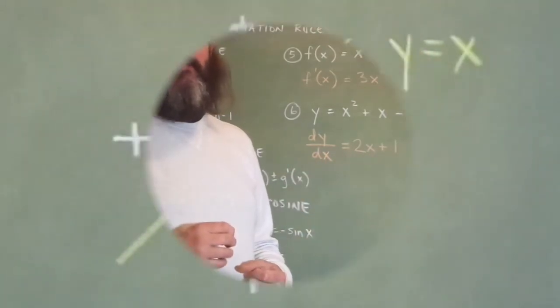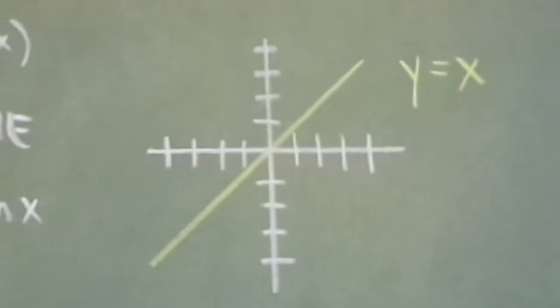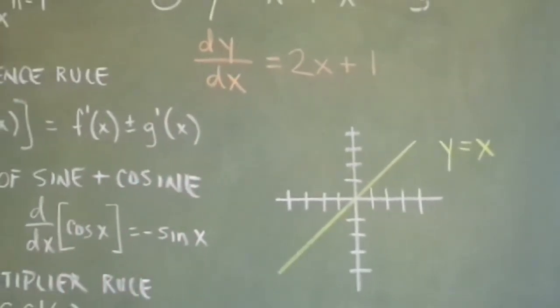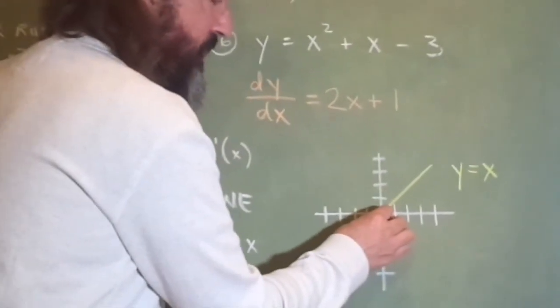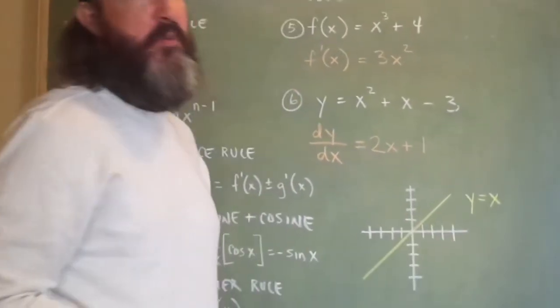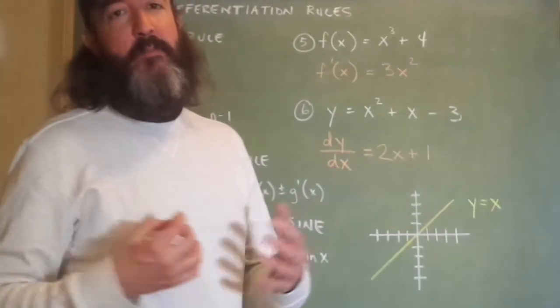Let me show you why. Here's the graph of the line y equals x. And notice it's a line. The slope of a line is the same everywhere. And what's the slope of this line? Well, this line goes up 1 over 1, up 1 over 1. The slope of the line y equals x is 1.